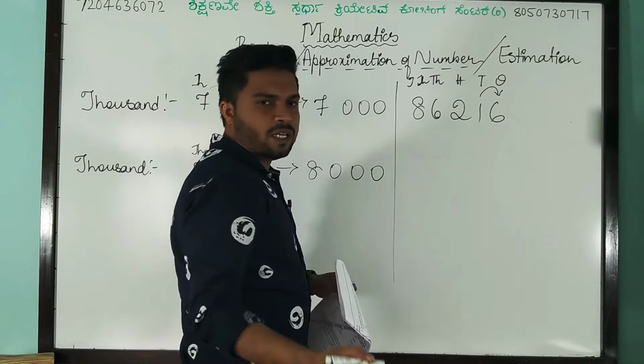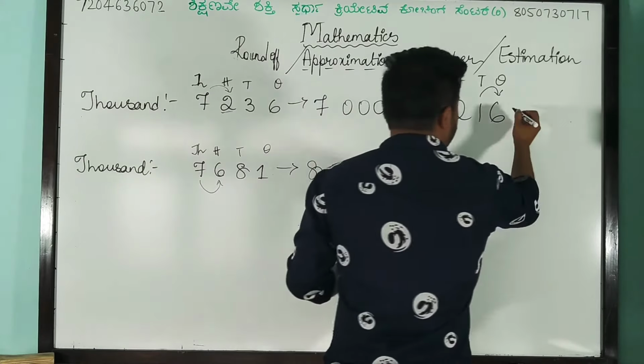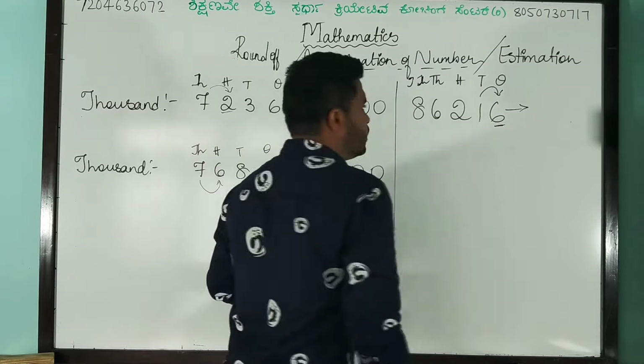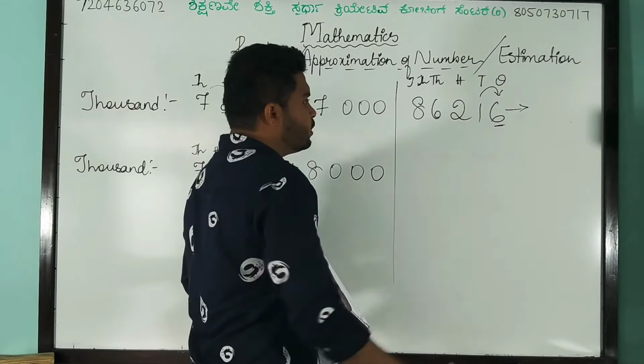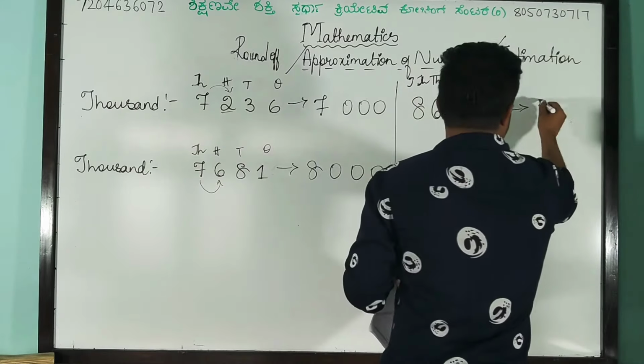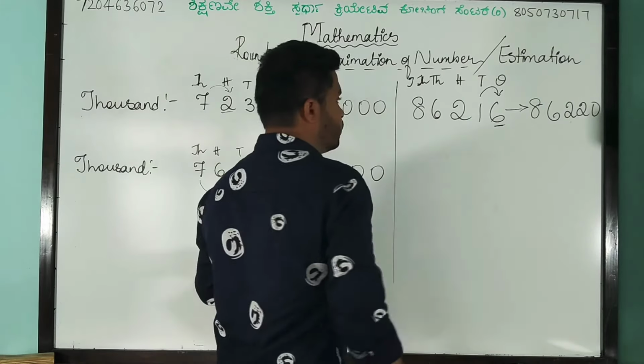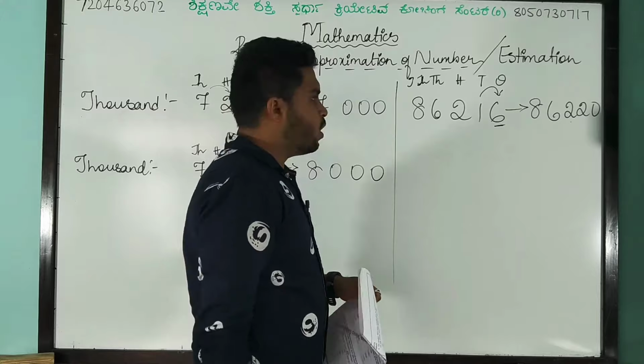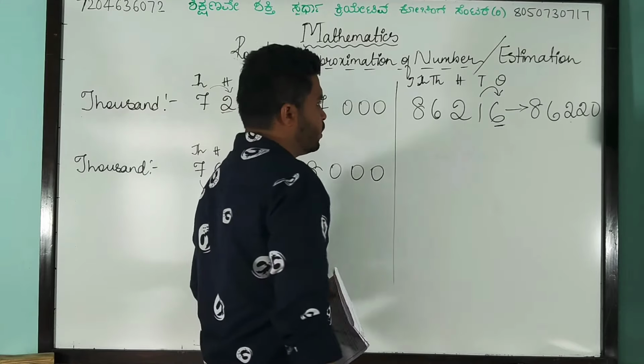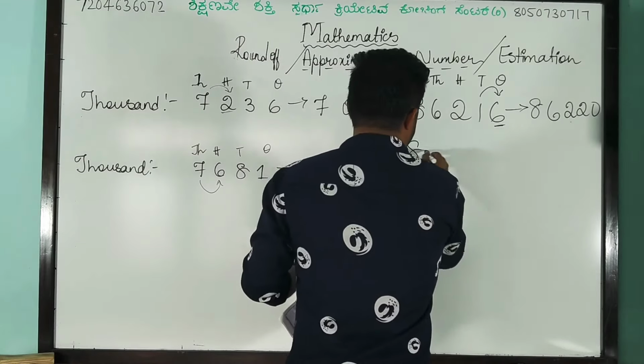For the 10s place, you are going to see the number in the 1s place. It is 6. This becomes 2, and this becomes 2 and 0. Okay, 8620 it becomes.